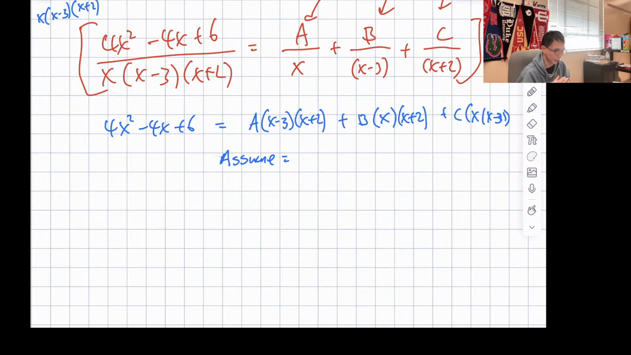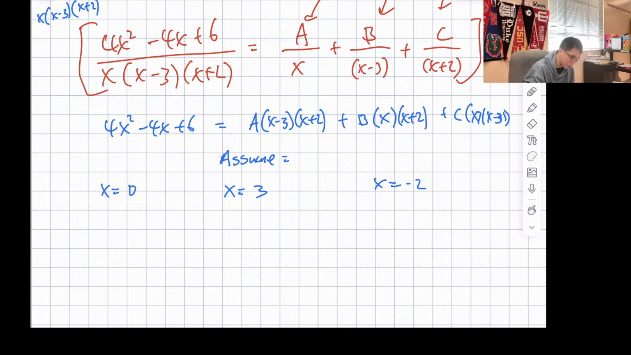So here's the shortcut. You want to assume x is equal to an easy number. What would be an easy number? 1? No, or 0. 0 is better. What else? x equal to 3 and x equal to negative 2. Why? Those are the critical points, which will cause the zero product property to make everything go to 0.